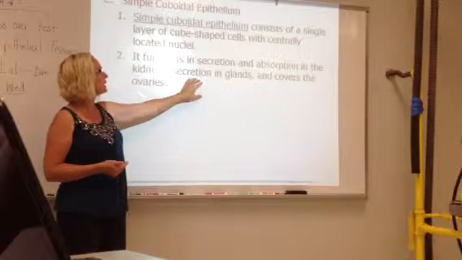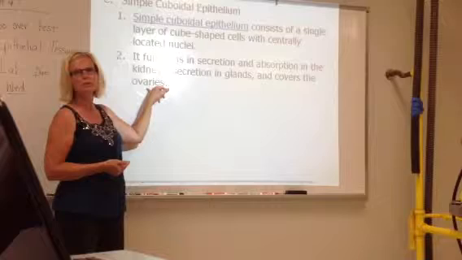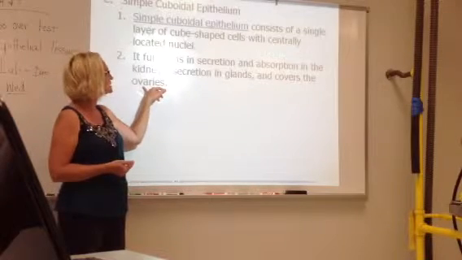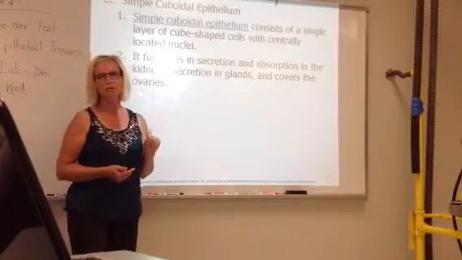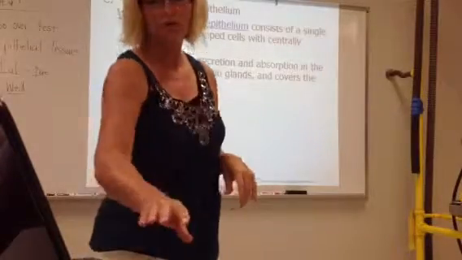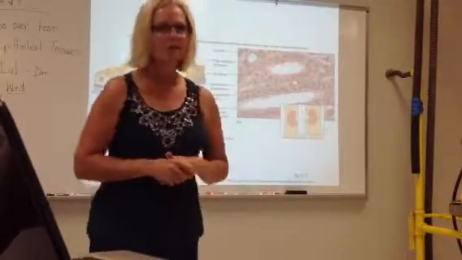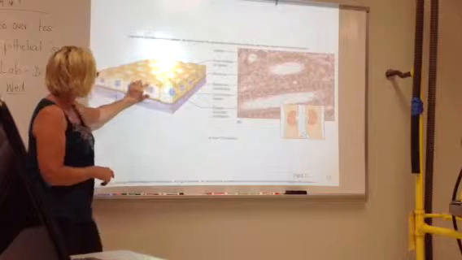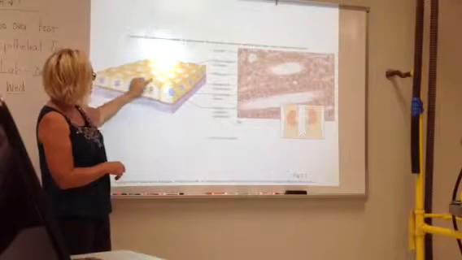Secretion in some of your glands and the ovaries. It also covers the ovaries. The picture that we'll look at most likely will come from your kidneys. So here, notice they're not so flat. They kind of have a square or cube shape.